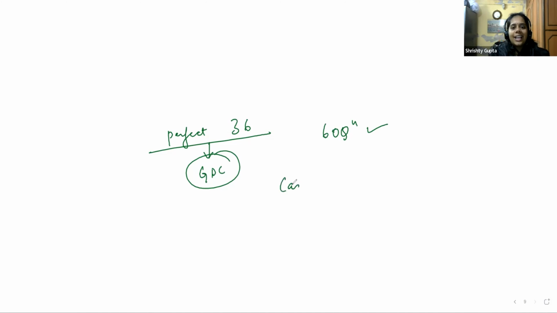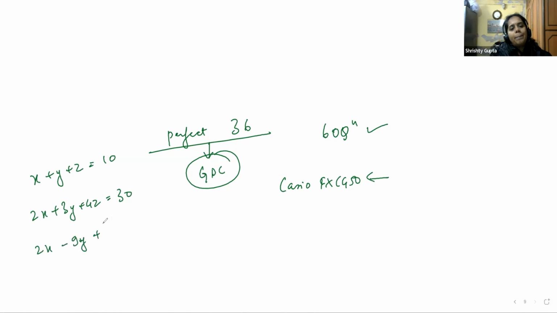The first is the Casio FXCG50. It's a Casio model, it is easy to learn, and it really helps you a lot. There are certain equations, for example three equations in three variables. Say I have x plus y plus z is equal to 10, 2x plus 3y plus 4z is equal to 30, and 2x minus 9y plus 5z is equal to 60, and I want to find the values of x, y, and z.